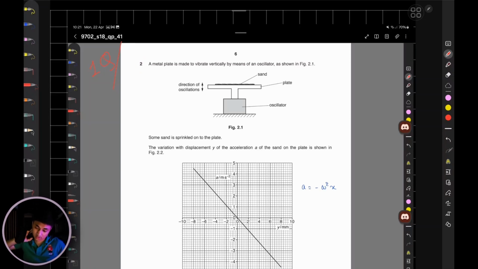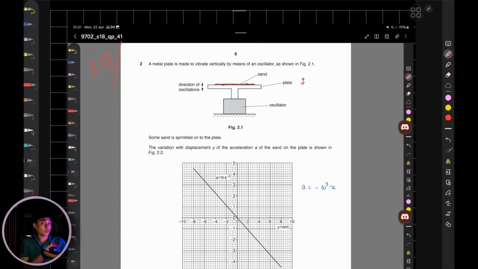So starting off with the question, a metal plate is made to vibrate vertically by means of an oscillator as shown in figure 2.1. So you have a bunch of sand particles placed on a plate that is being vibrated by the oscillator. So these sand particles are going to move up and down. Now you can relate this with those videos online where you'll see a bunch of sand particles being placed on a sound box, and the moment you play a music, the sand particles are going to vibrate, right? They're going to bounce up and down.